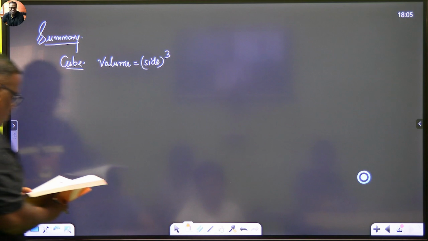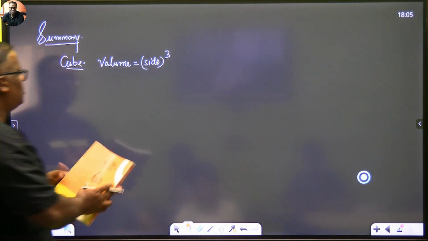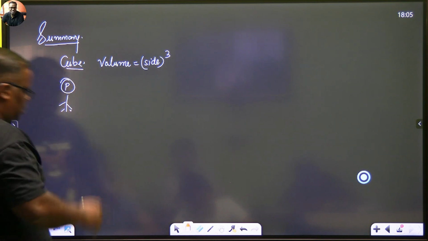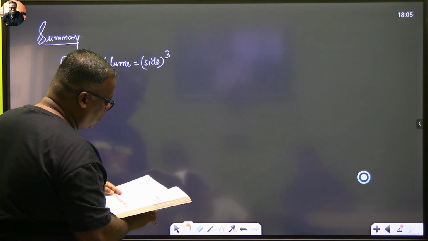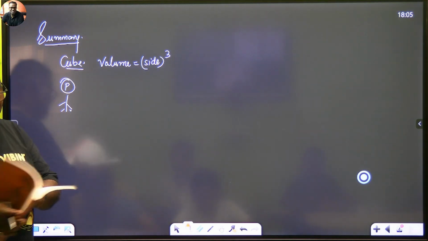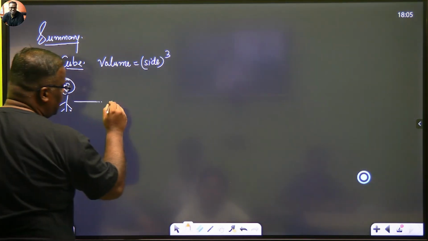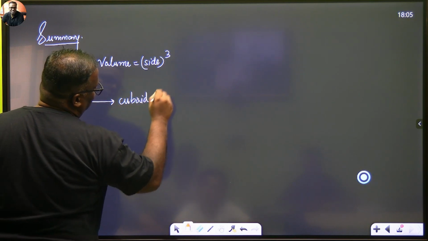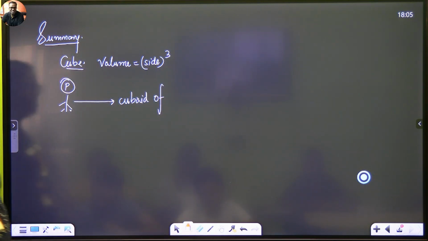So the NCERT has a question. It says Parikshit. So we have some boy whose name is Parikshit, and what is he doing? Let's see. Parikshit is trying to make a cuboid. Be very careful. Parikshit is trying to make a cuboid of, like, you know, plasticine.